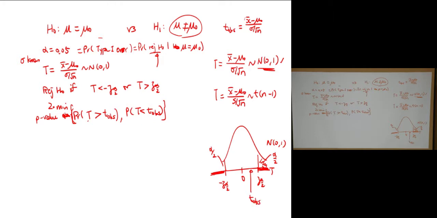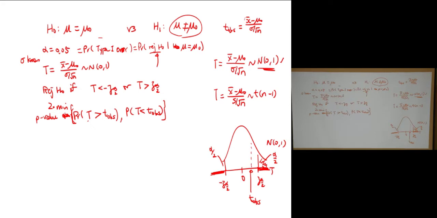So what is the p-value? The p-value will be this part and this part. Which one is the smaller? So this part is the smaller. I multiply by 2. So that is the chance, we call it the chance that you see something more extreme.